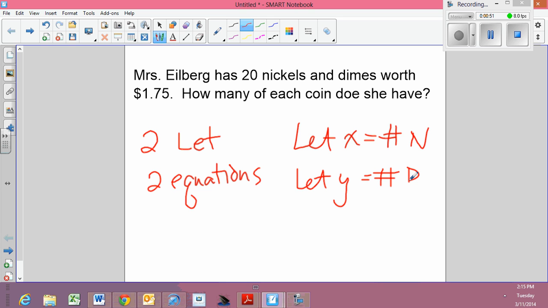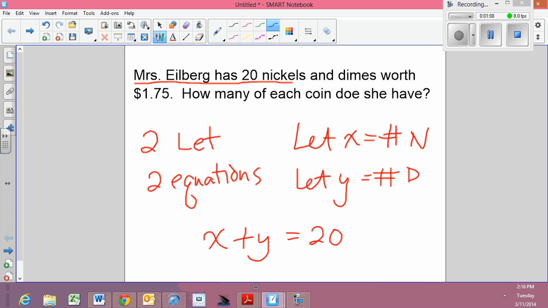Now I have to write 2 equations. The first part of this sentence gives me my first equation. I have 20 coins altogether. So remember, x and y are talking about number of coins. My number of coins has a total of 20, so x plus y equals 20.